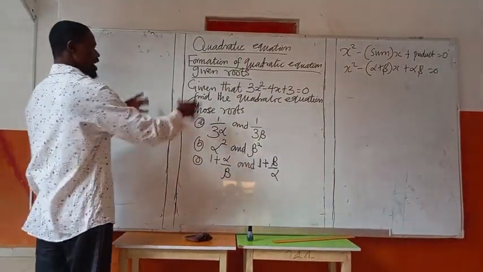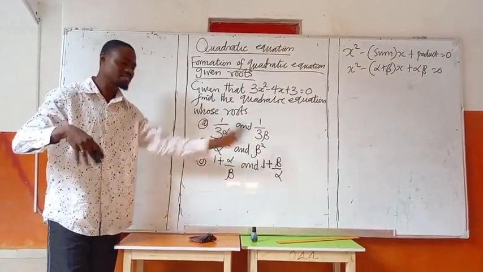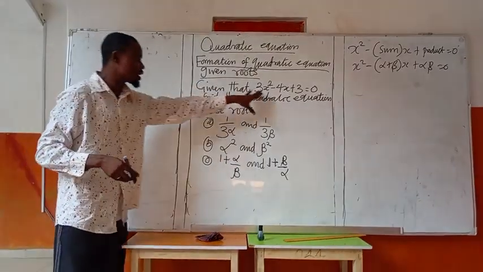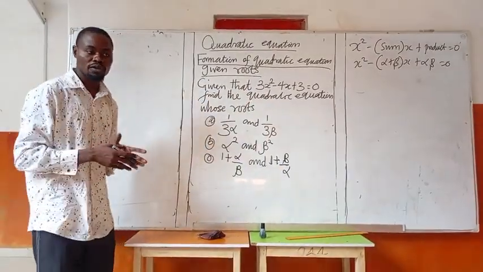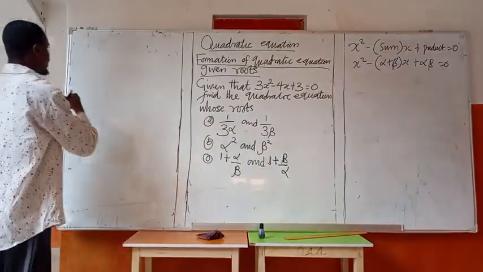Here, they will give you another quadratic equation and ask you to find another quadratic equation, which is very complicated. What you are going to use the first equation for is to find a, b, and c. That is all.